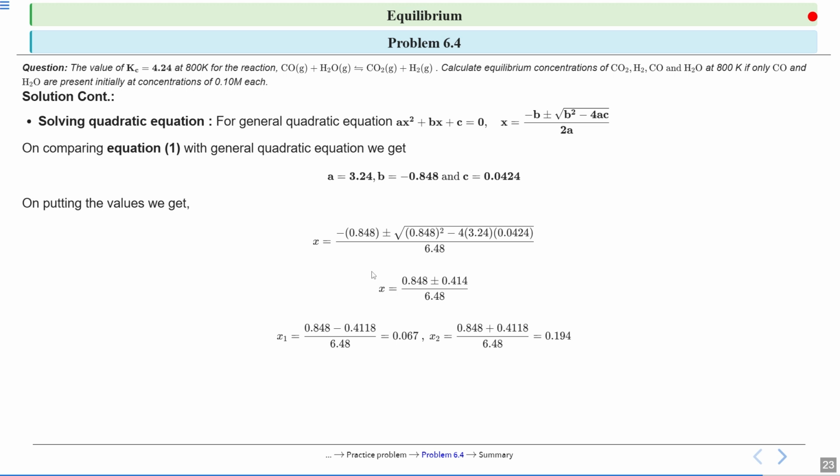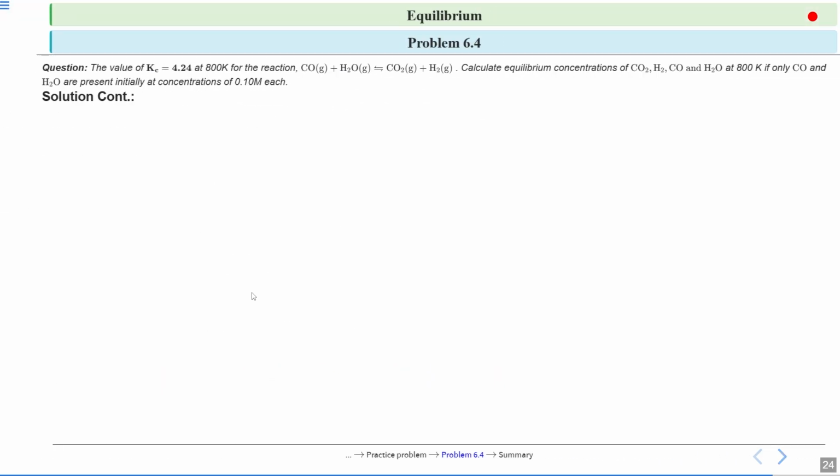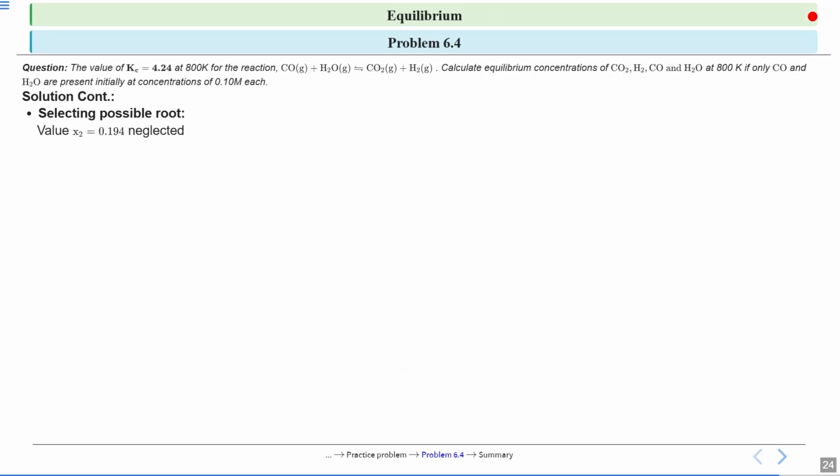Now, why are we getting two values of x? Because in this equation, if you see, we have two situations, plus and minus. So, for plus, you will get one value, name it as x2, and for minus, you will get x1. Now, we have to neglect one of these. How do we neglect it? To select the possible root, we have to neglect the value which is x2, 0.194. Why are we neglecting it? Because if you take 0.194, then you will get a negative concentration. The initial concentration is itself 0.1 and you can't react a greater amount, it's not possible, right? So for that reason, we can't take this value.